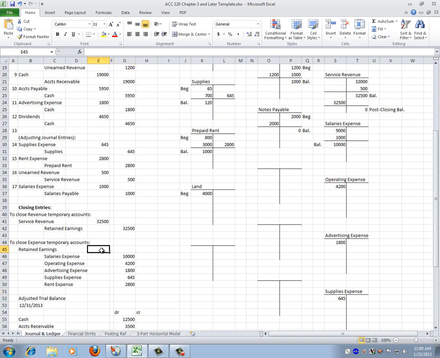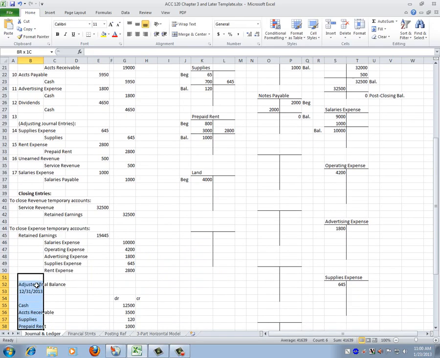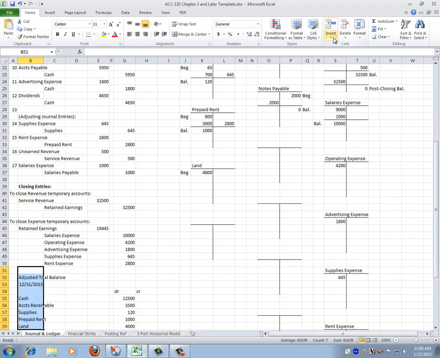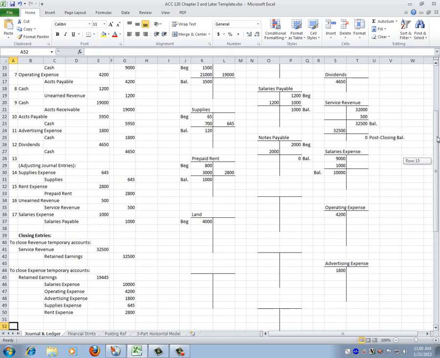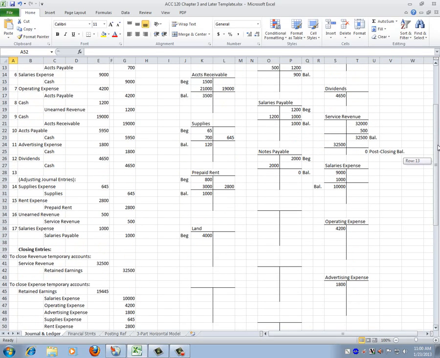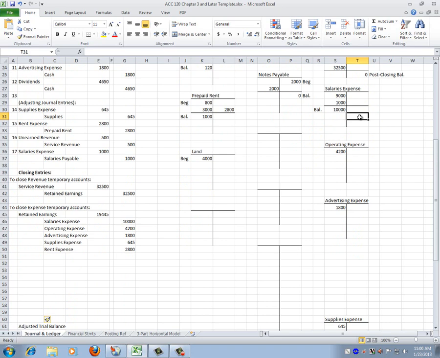And the sum of those credits being $19,445, decreasing rather, I should say. Retained earnings is the other side. So let me post that debit. Well, let me post all these. Let's see, salaries expense.